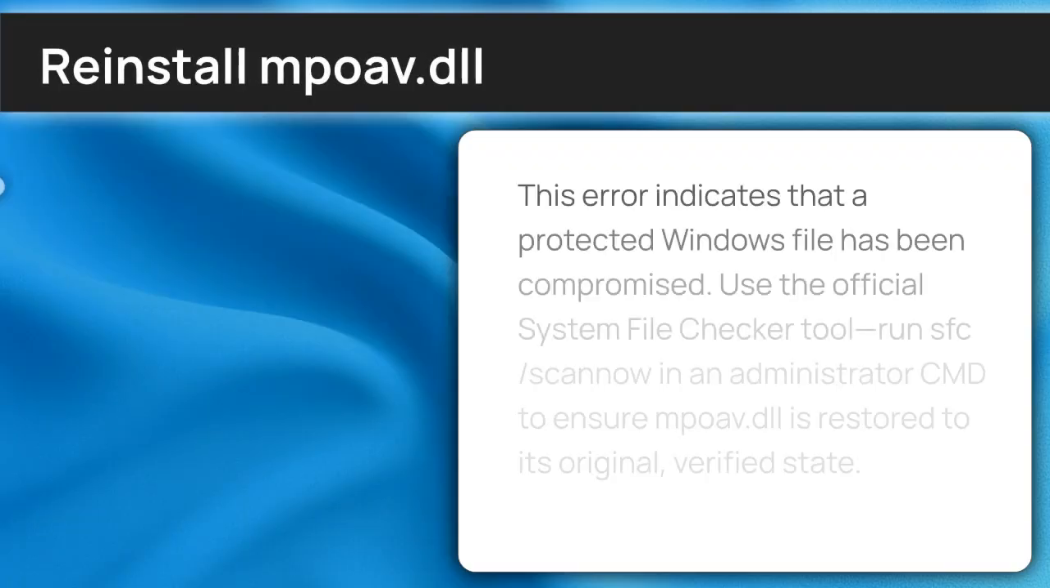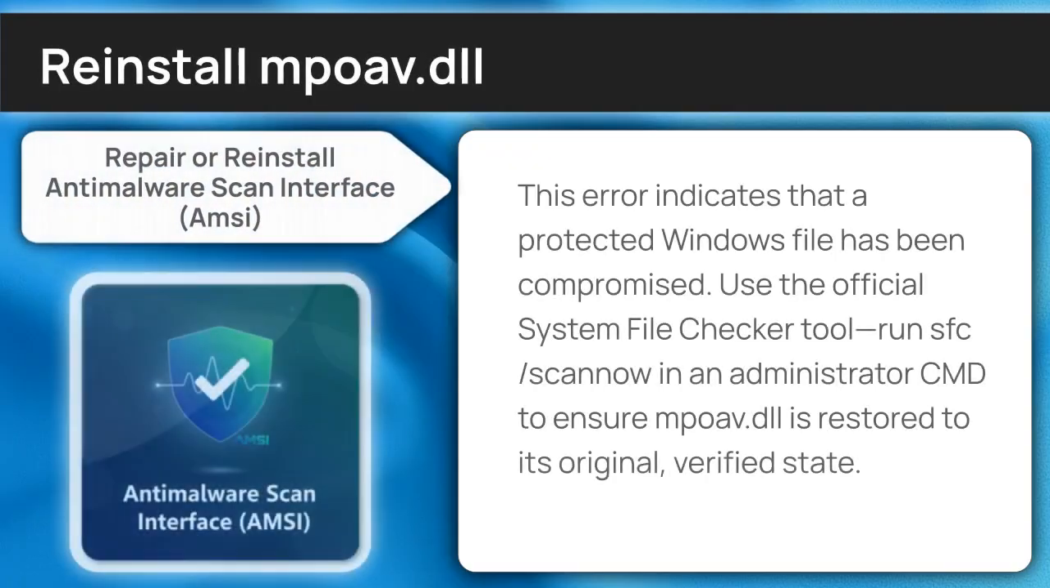This error indicates that a protected Windows file has been compromised. Use the official System File Checker tool. Run sfc /scannow in an administrator CMD to ensure Mpoav Library DLL is restored to its original verified state.